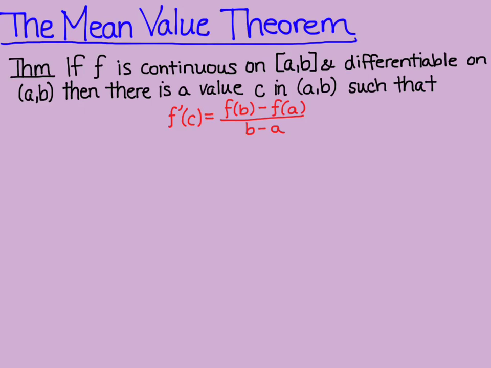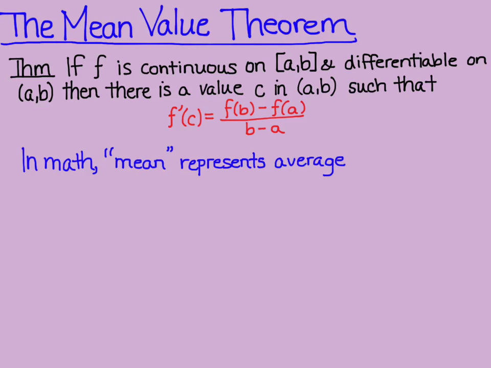Now this theorem looks kind of scary, but really what it's saying is the following. Remember that the word mean in mathematics stands for average. So what we're doing is we're taking the average value of this function over the interval from b to a. So we do the change in the b values over the change in the a values, which we also know represents the slope.